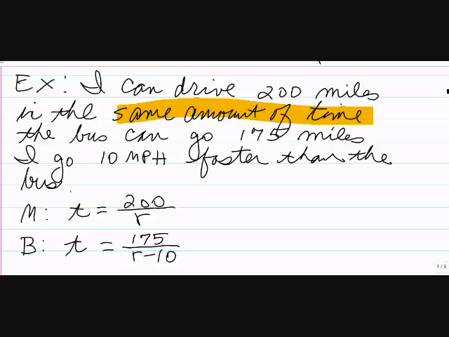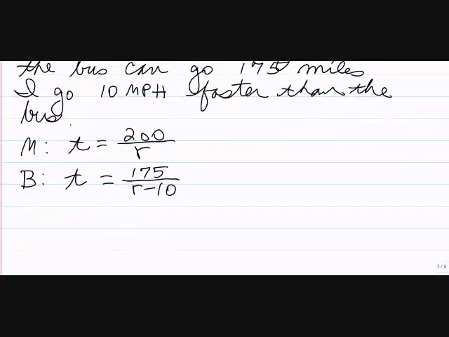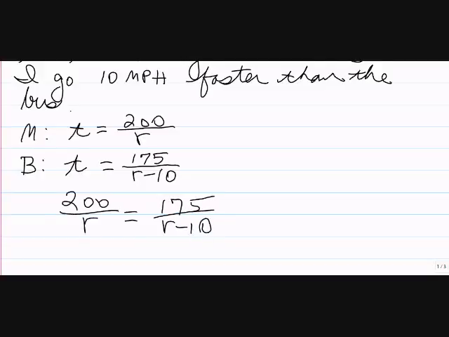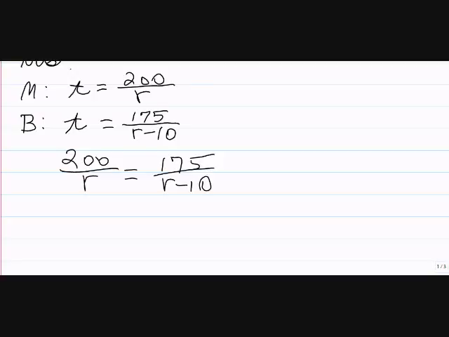So let me just set these two equations equal. I'm going to do a substitution. Wherever I see time in the bottom equation, I'm going to put 200 over r. So I get 200 over r equals 175 over r minus 10. Hopefully I have an equation here that you could have solved in Algebra 1.